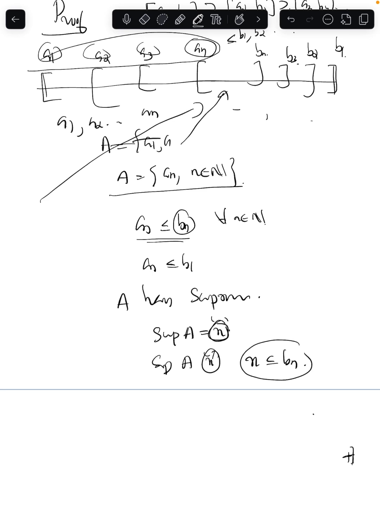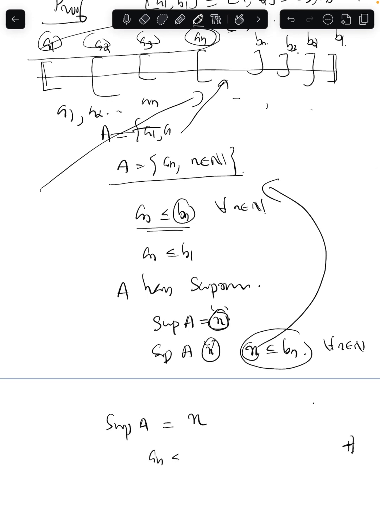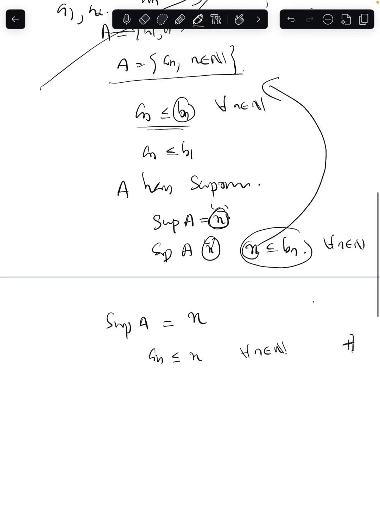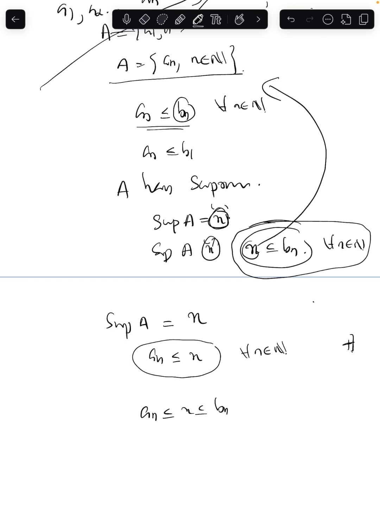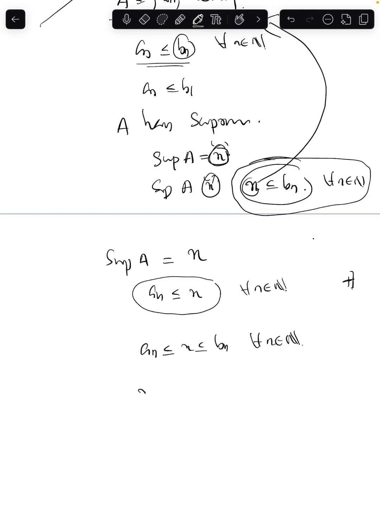We reached that x is less than or equal to bn for every n belonging to N. Also, since x is the supremum of the set A, an is less than or equal to x for every n belonging to N. Combining these two, an is less than or equal to x, which is less than or equal to bn, for every n belonging to N. That means x belongs to the closed interval [an, bn], which we represent as In, for every n belonging to N. That means the intersection of the In is a non-empty set. That is the proof.